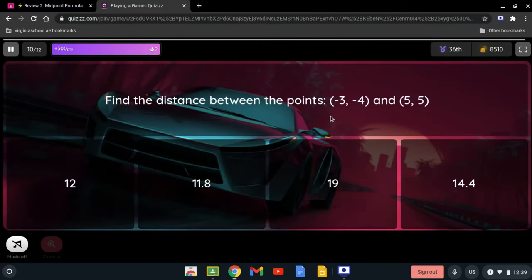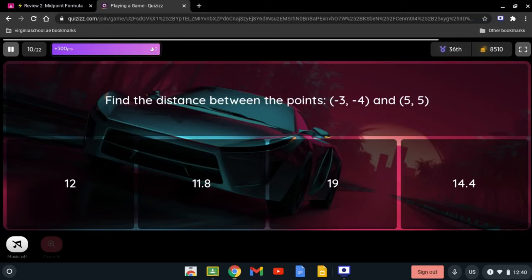Find the distance between the points. We have negative 3 and negative 4 and 5 and 5. Now notice here it says the distance, it's not the midpoint. So for the distance, our formula is d equals the square root of, in brackets, x2 minus x1 to the power of 2, plus, in brackets, y2 minus y1. It's very complicated, but it's very easy when it comes to solving it.